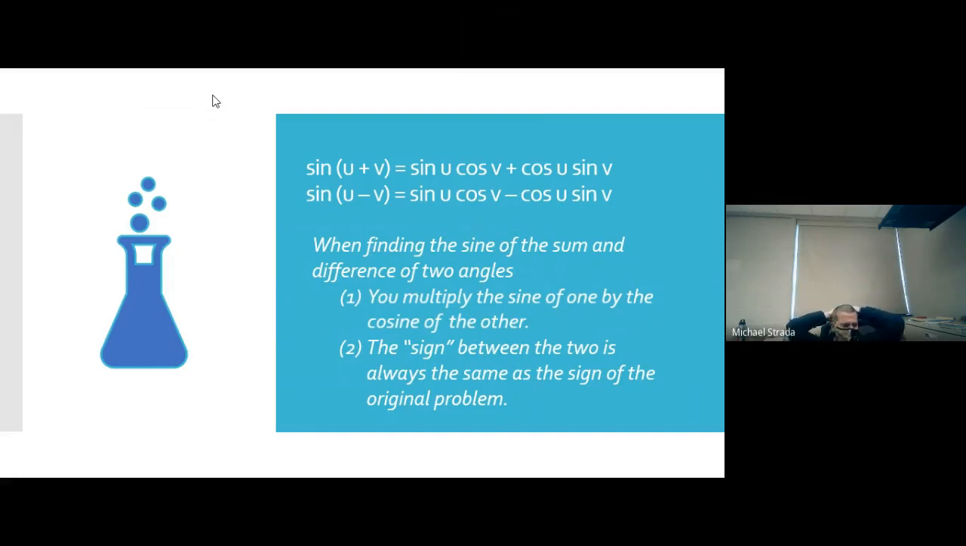And basically what you're going to do is you're going to take the angle and divide it into two angles that are either in the pi over 3 family, pi over 4 family, or pi over 6 family, and go from there. All right. Good.